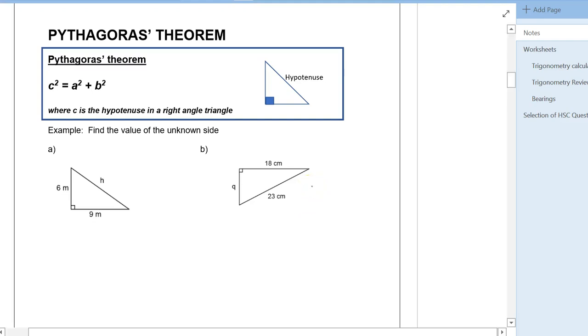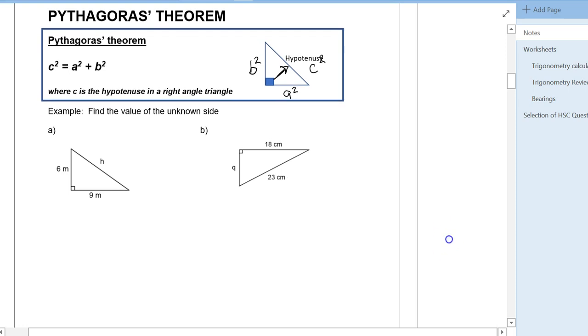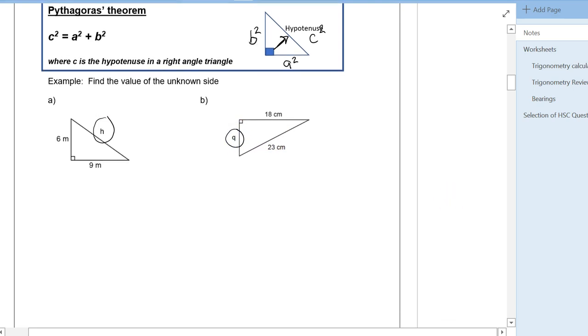Pythagoras' theorem says the square of the hypotenuse, which we call c squared, is equal to the sum of the squares of the other two sides. And the hypotenuse is the side opposite the right angle. So we've got the formula here, c squared equals a squared plus b squared, and you can do two things with it. You can find a hypotenuse, or you can find a side that's not a hypotenuse. So I'll do the side with a hypotenuse first.